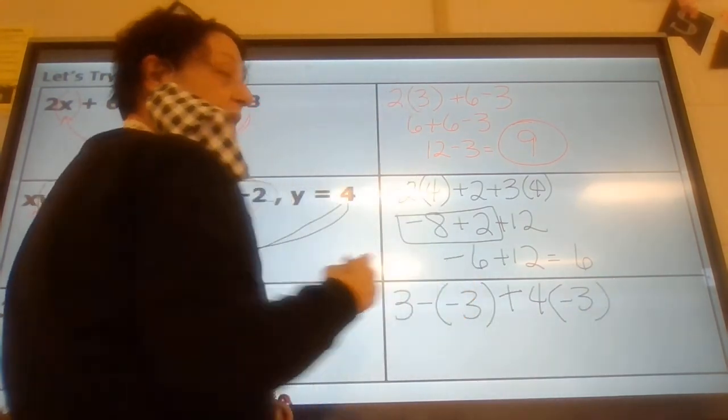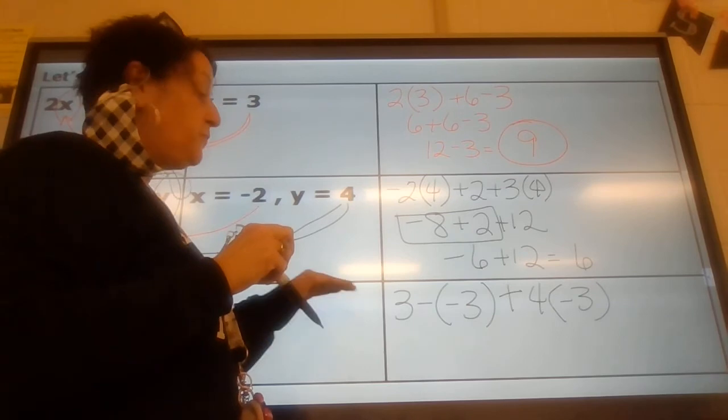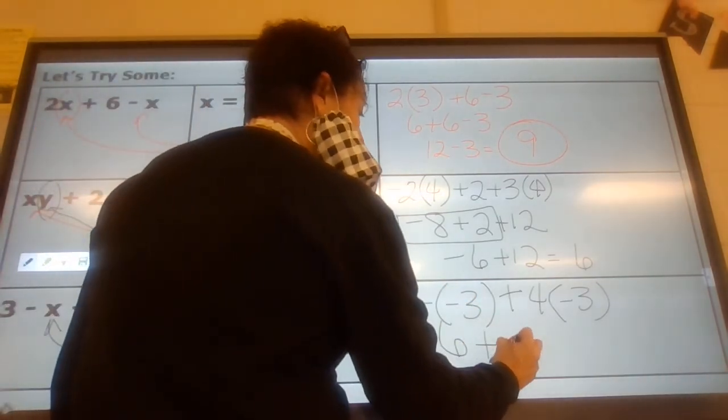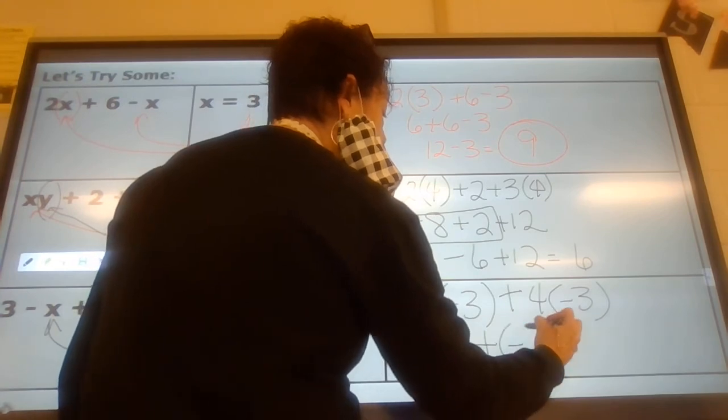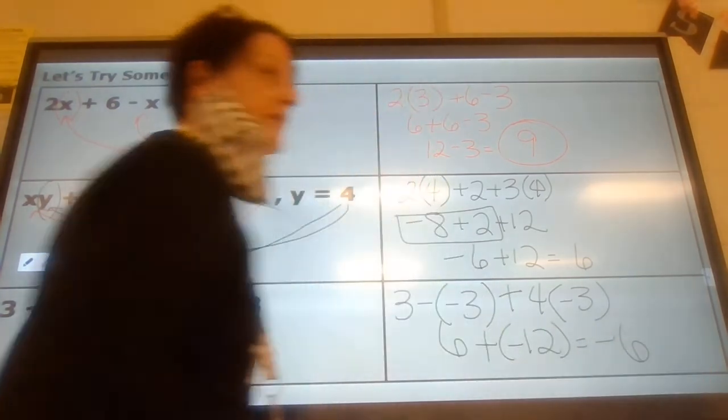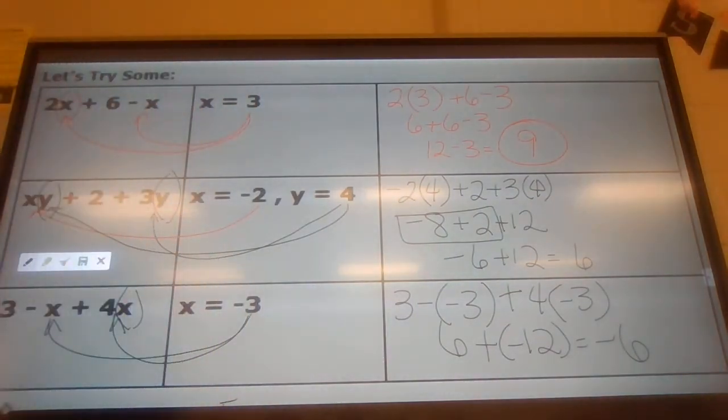3 minus a negative 3 is really 3 plus 3, but if you put 3 minus negative 3 in your calculator, you're going to get 6 plus a negative 12. And 6 plus a negative 12 is negative 6. Again, use the calculator to make sure that you are getting these integers right.